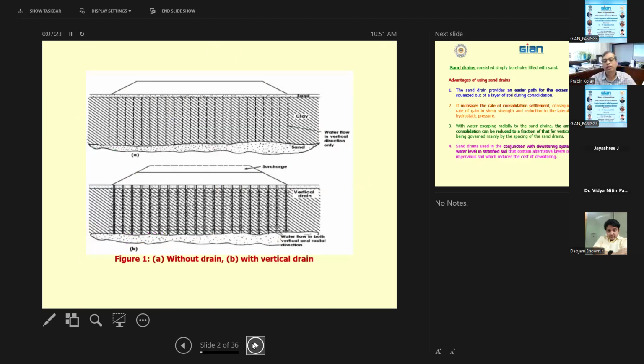This is the situation of consolidation without a drain and with a vertical drain. In normal consolidation, in most cases we have a thick layer of clay with a surcharge load, for example, and a sand layer, so the water can go both sides, but only in the vertical direction. But when you put in the vertical drain, the water goes in the horizontal direction also, and then goes vertical, so horizontal and vertical. That is how it is much faster.